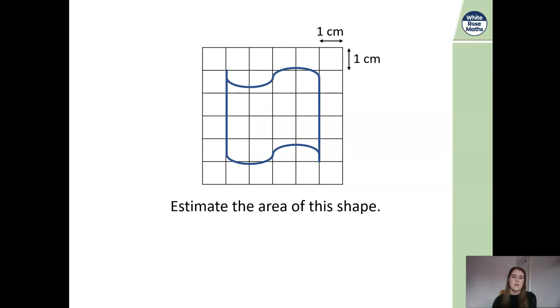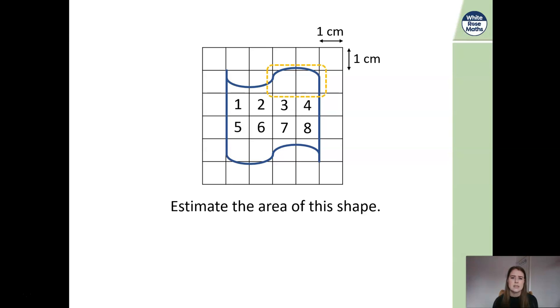See if you can have a go at thinking about how we might possibly work out the estimation of the area of this very peculiar shape. Well, let's start off the way we usually would. Let's count all the full squares. We have 1, 2, 3, 4. If I count the bottom row again, 5, 6, 7, 8, I have 8 full squares altogether.